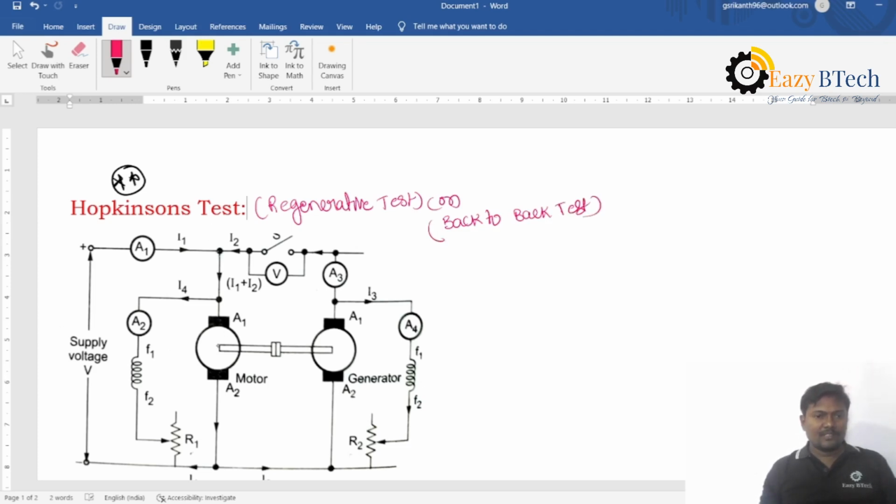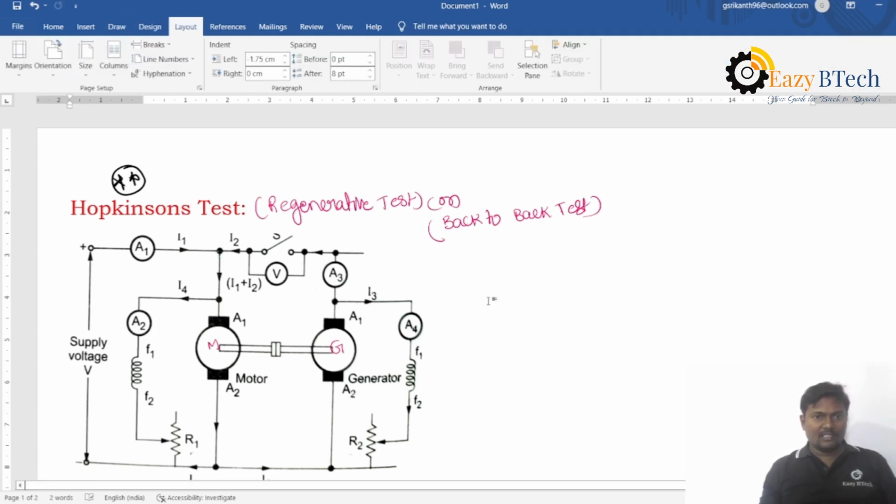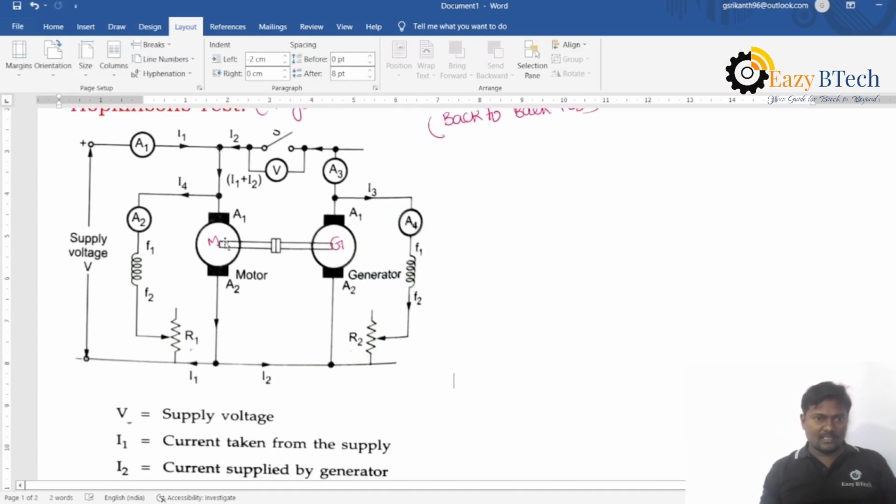Here is the motor and this one is the generator, a DC motor and a DC generator. The mechanical output of the motor is coupled to the input of the generator, and with the help of this prime mover, the generator will be rotated at rated speed. It will generate electricity.